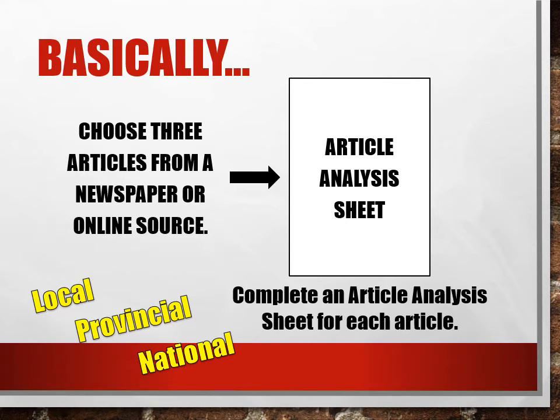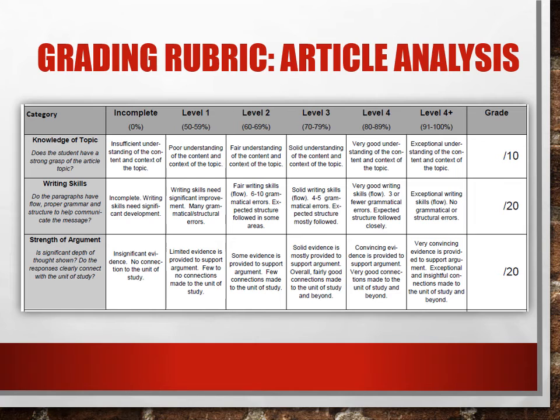Basically, for task number 2, you will choose 3 articles from a newspaper or online source. One will be local, another will be provincial, and a third will be national. Complete an article analysis sheet for each article, so you'll complete 3 in total. Take a moment and closely read how you'll be evaluated for task number 2.